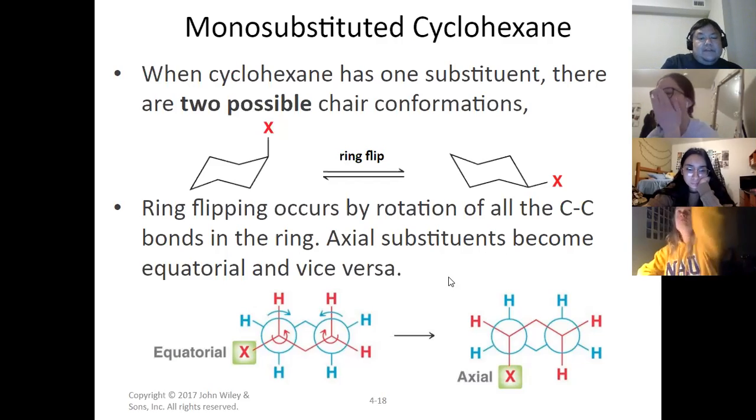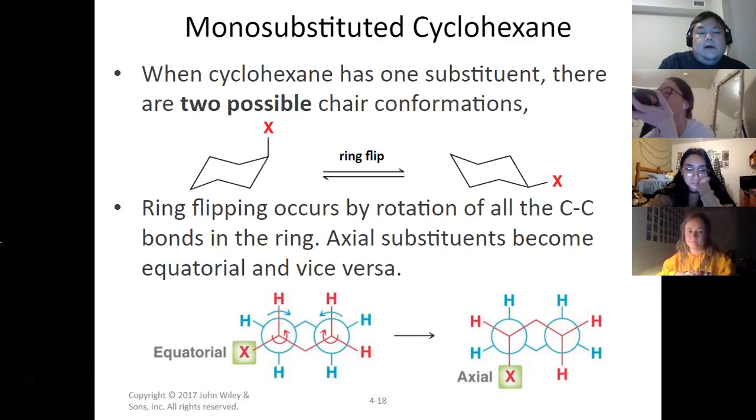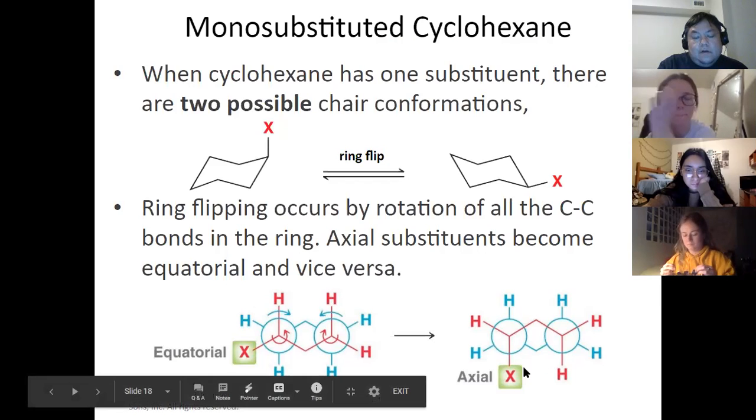So these are our Newman projections, right? This is what they look like. So this is what a Newman projection looks like for your rings, for your cyclohexane. And if you notice, this is what we're talking about, where your axial is down here, and then here they're equatorial, right? So they're still pointing downwards away from the bonding center. They're just alternating between that.